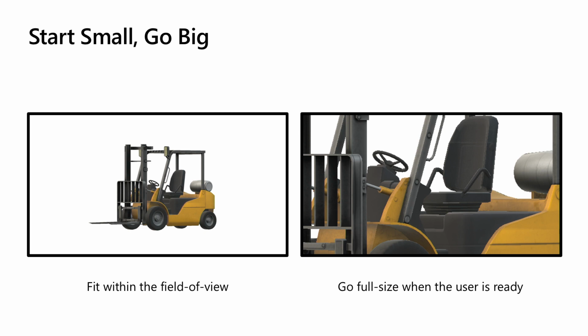So what we do in a lot of our applications is start with something small that fits into the field of view. And then when the user's ready, maybe when they place it in their space, maybe when they say, okay, let's go, then we go full size. We show them that immersive thing, let them get close to it, let them see the details of it. We don't just jump straight in. We have this step first that gives them context and lets them process what they're going to see.